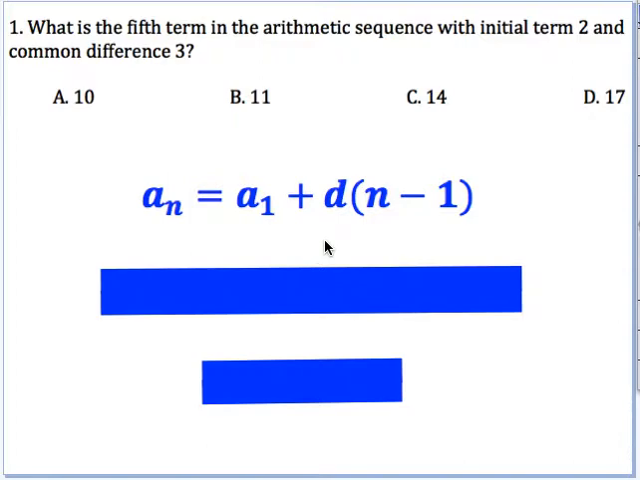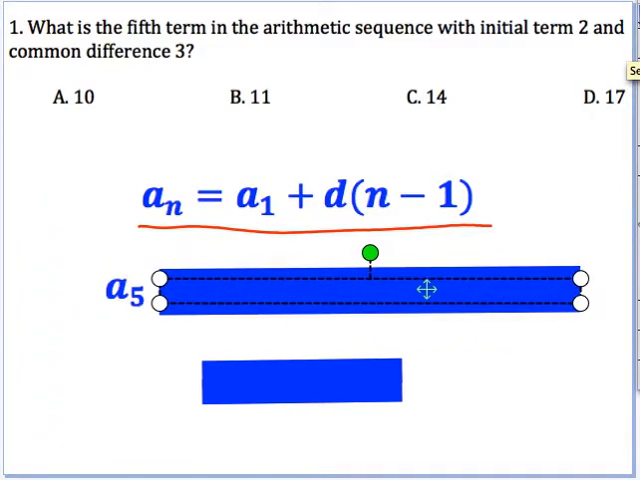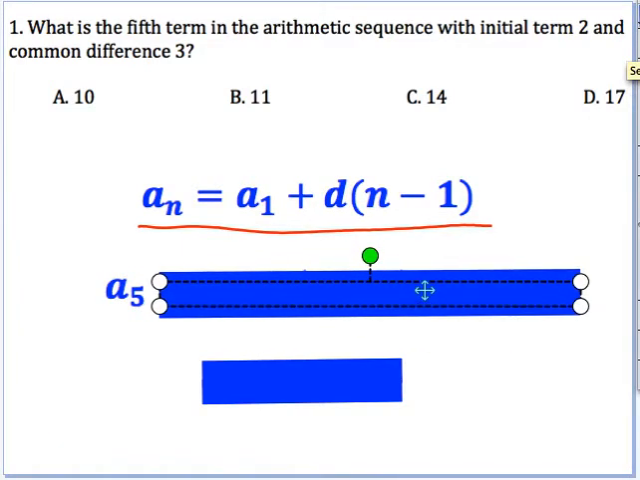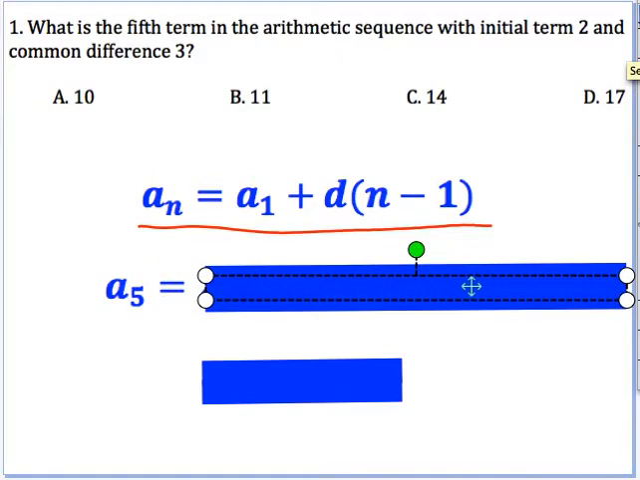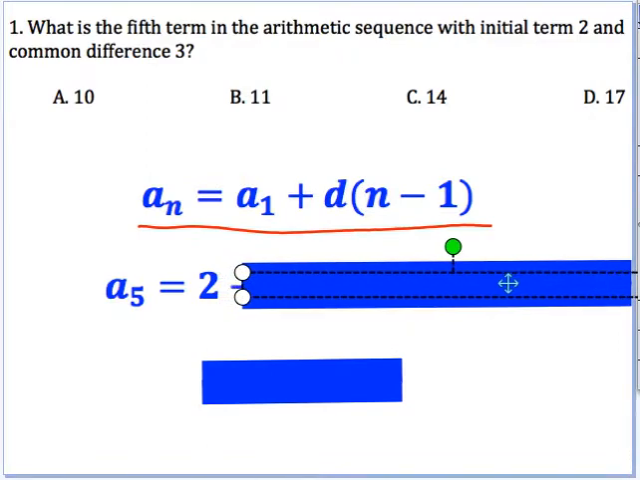common difference of 3? Okay, so because it's an arithmetic sequence, we need to use this formula here, a sub n equals a sub 1, or your first term, plus the common difference times n minus 1. And so because we're looking for the fifth term, we want to find a sub 5. And our first term in the sequence is 2. It gives us that information up here.